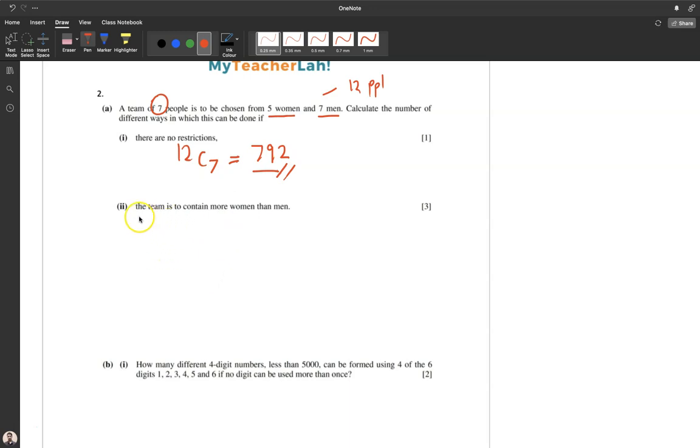All right. So the team is to contain more women than men. What about this type of situation? So in this case, you have to list down all the different possibilities where there are more women than men. So how can we choose? So we have 7 that we need, right?